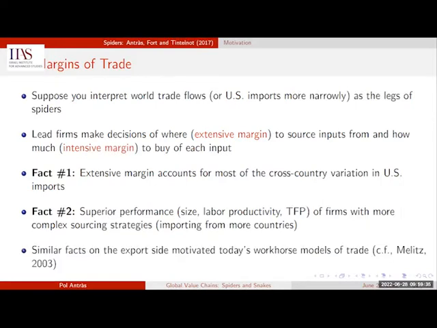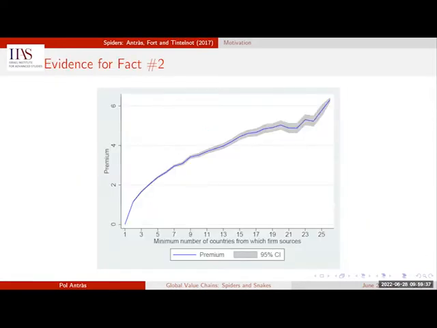Just to show you an example of that, this is based on US data. If I look at the size premium, how much larger are importers versus non-importers, and how much larger are firms depending on the number of countries they import from, you see that the more countries a firm imports from, the larger it is. And this size premium, you need to exponentiate these. These are very large size differences, and they're monotonic in the number of countries that you import from.